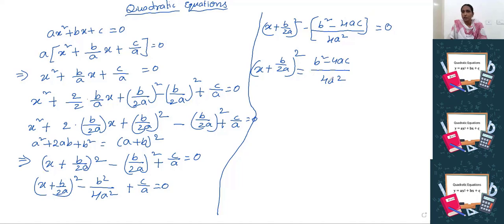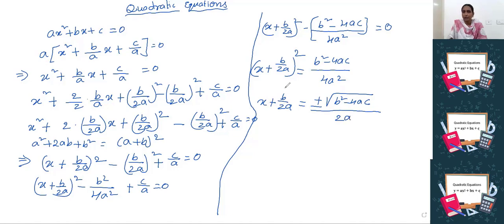Now applying square root on both sides. Then we will get x plus b by 2a equal to plus or minus square root of b square minus 4ac by, what is the square root of 4? 2. The square root of a square is a.